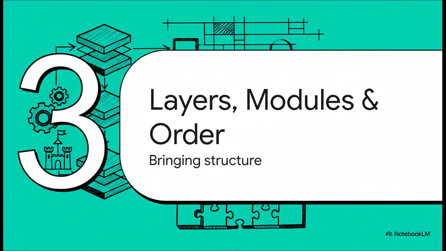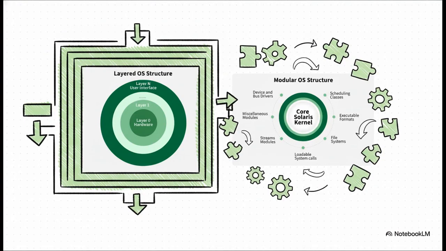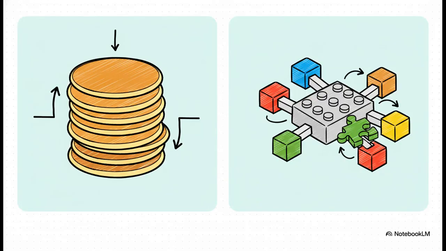To fix the chaos and instability, designers started looking for ways to bring a little bit of order to the blueprint. And that led to a new focus on layers, modules, and just a clearer sense of organization. And this search for order led to two main philosophies. Over on the left, you've got this really rigid top-down approach called the layered structure. And on the right, a much more flexible, almost plug-and-play style, which we call the modular structure. Let's dig into these.